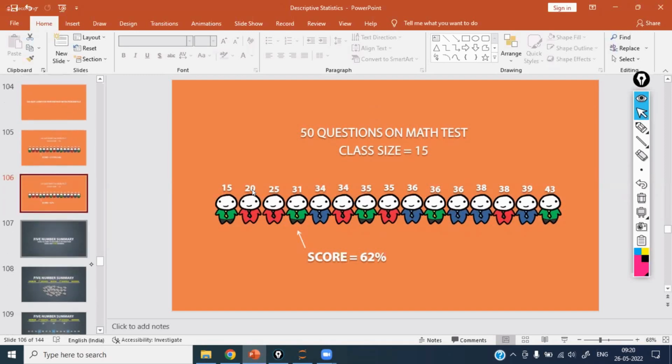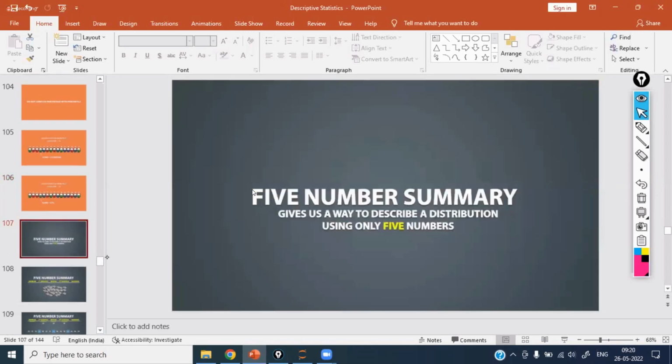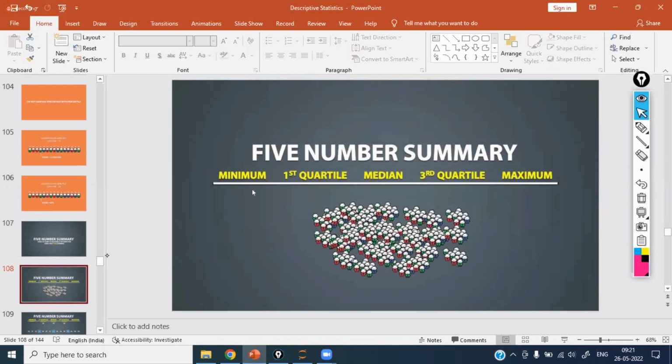Next, the summary. Next one we used to call the 5-number summary. The 5-number summary is going to give the entire distribution of the data. Which 5 numbers? Minimum value, first quartile value, that is Q1, median value Q2, quartile 3, and maximum value. That is 0 percentile, 25 percentile, 50 percentile, 75 percentile, and 100 percentile. These 5 values are going to give us how the entire data has been distributed.